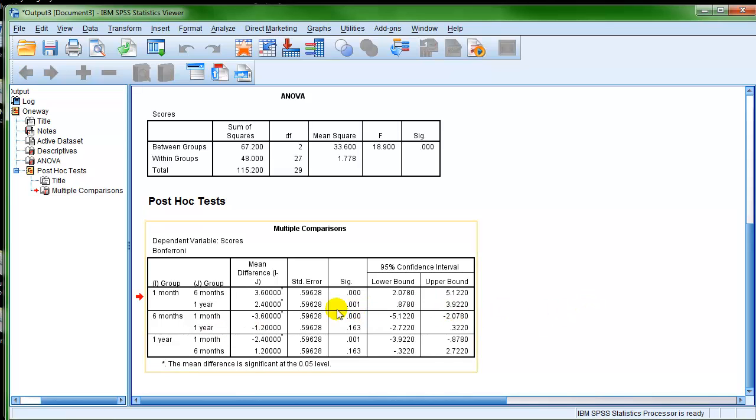Now, if we look at the difference between the 6 month group and the 1 year group, you see that the difference is not statistically significant. Okay? And the rest of these tests are redundant because down here you're comparing 1 year to 1 month. Well, we've already done that up here, 1 month to 1 year. We already know that that's significant. I'm going to give you a second to ponder this table.